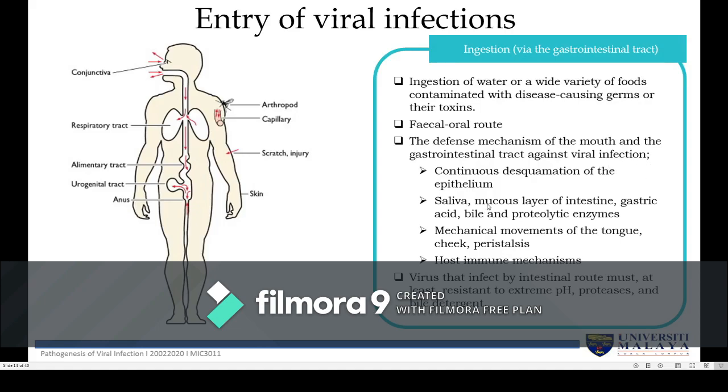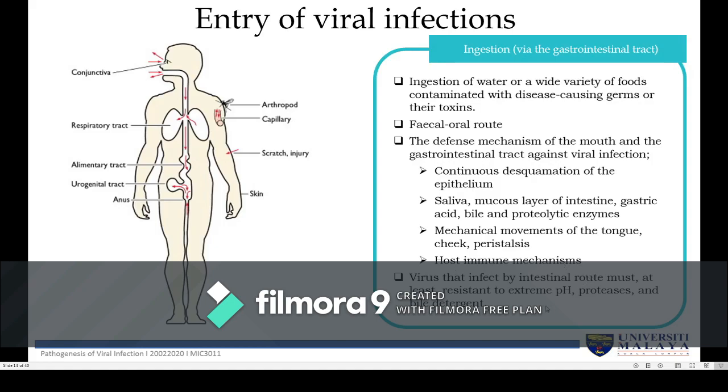And then this is more mechanical. And then this is the chemical: saliva. We have the mucus layer of the intestine, gastric acid, bile, and proteolytic enzymes. So these are the defense mechanisms of the host against not only viruses, other pathogens as well. And then mechanical movement of the tongue, the cheek, and peristalsis do play a role. And then of course the host immune mechanisms.